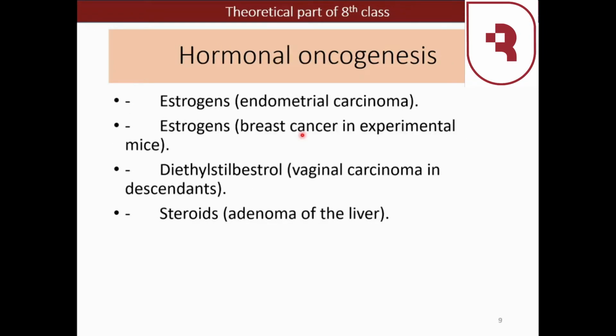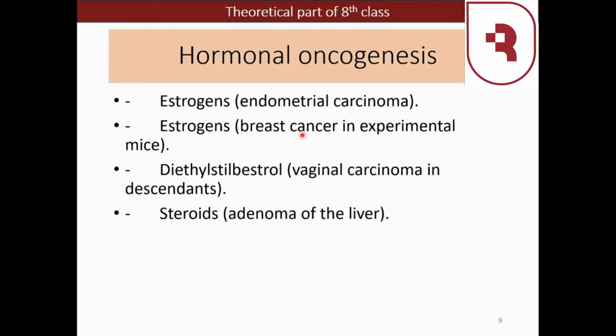Hormonal oncogenes you may see on this slide. It is estrogens, which lead to proliferation and activation of tumors of endometrium and tumors of mammary gland, for example. It may also lead to vaginal carcinoma in descendants.